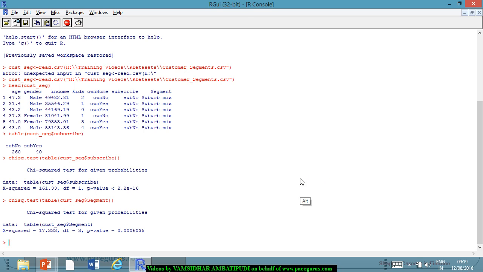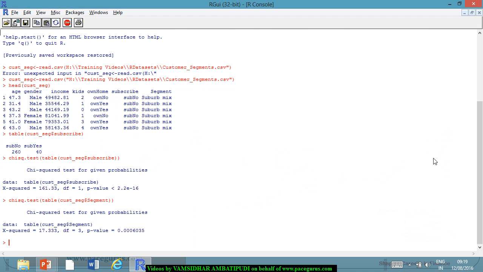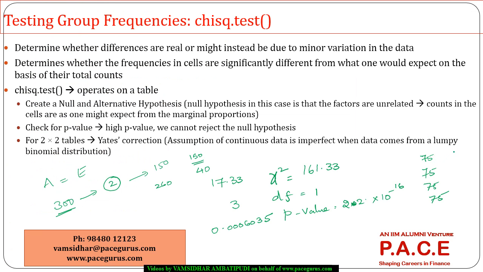Whereas in this case, there are four segments and 300 people, so I expect in each segment the number of customers to be around 75. That is the default setting. Expected values are that, but the actuals could be something different. Whether the actuals are more or less similar to the expected, or deviate quite drastically from expected, is what the chi-square test performs. When I give one single input, it takes uniform proportions across.